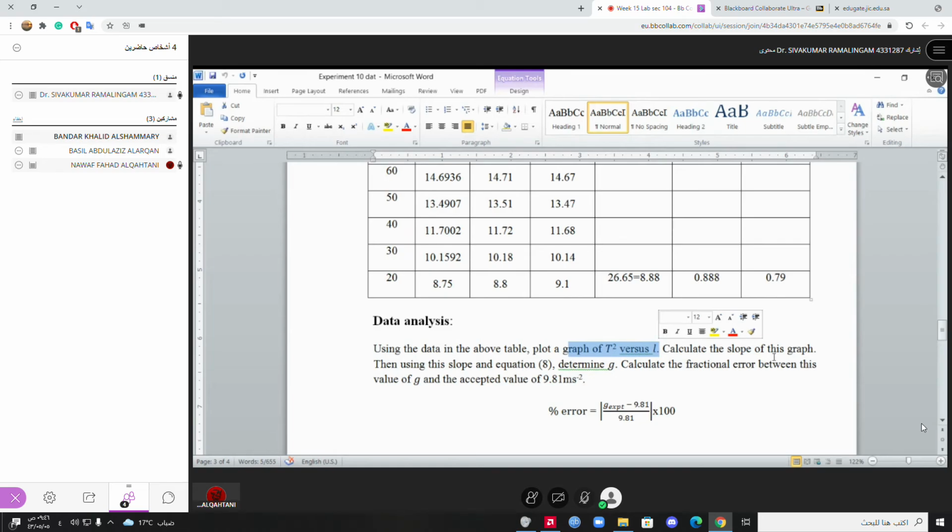Doctor, for the brass and the wood, I got the same value for the T capital. Yes, no problem. That's what we claim. So no problem for that. That's what we claim. You see the first part, the first objective.